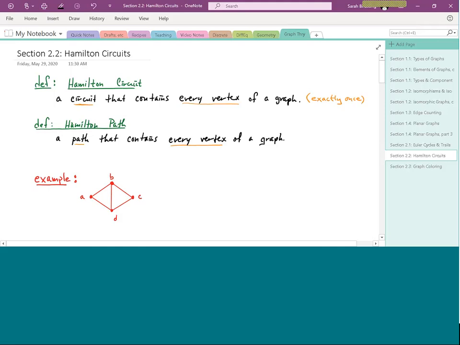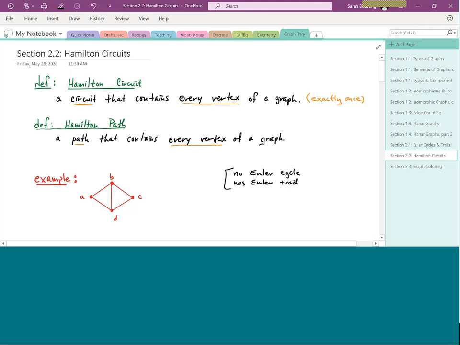Now, if we wanted to look at an example of this, I went ahead and prepped an example of a graph that's actually the same graph that we looked at just a second ago. And here's what we know about this graph. This graph of 4 vertices and 5 edges does not have an Euler cycle, because it had the two degree 3 vertices. It did have an Euler trail. But let's see what's going on in terms of the Hamilton circuits and paths.